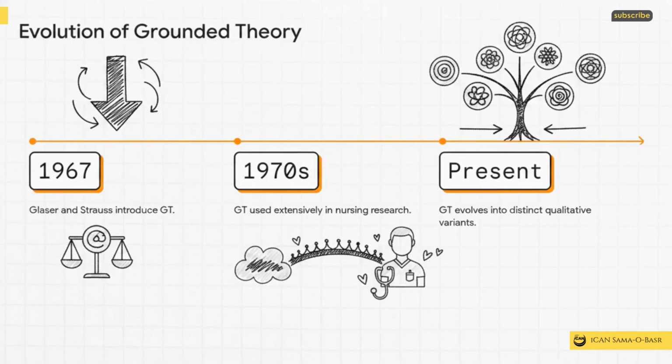To really appreciate this, we need a quick look at the timeline. Grounded theory was introduced back in 1967 by Barney Glaser and Anselm Strauss, and at the time, this was revolutionary. It completely flipped the traditional hypothetico-deductive method, where you guess a hypothesis and then test it against data. It flipped that completely on its head.